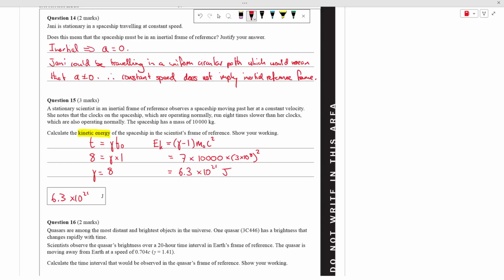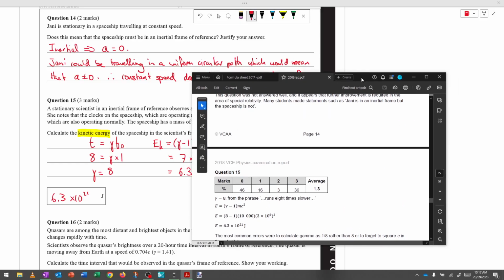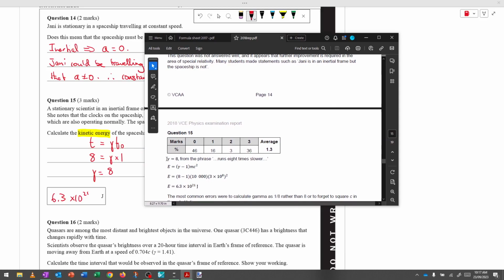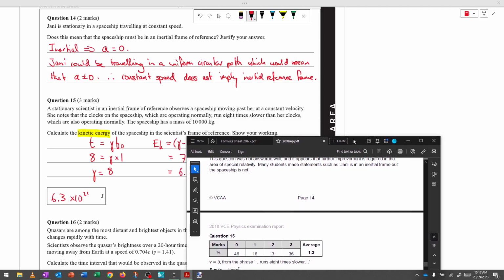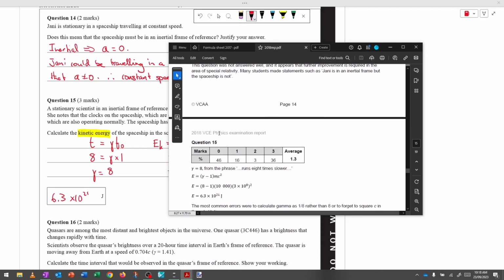Okay, let's check our report. Okay, so gamma equals 8 from the phrase runs 8 times slower. Just always keep in the back of your mind, gamma has to be 1 or more. It can't be something that's less than 1. So the phrase runs 8 times slower, the key word there is 8. So it can't be 1 over 8, it has to be 8. So gamma is 8, and then you plug it into your E equals gamma minus 1 mc squared equation.